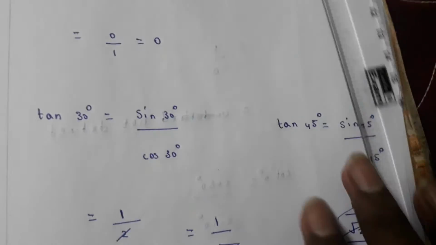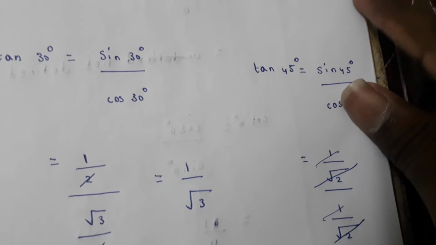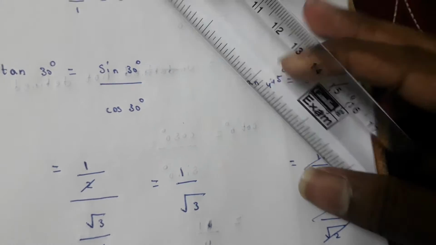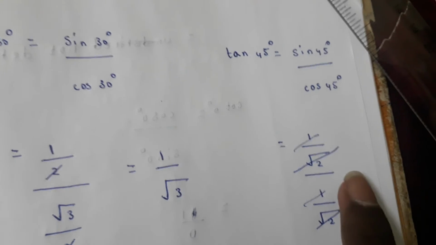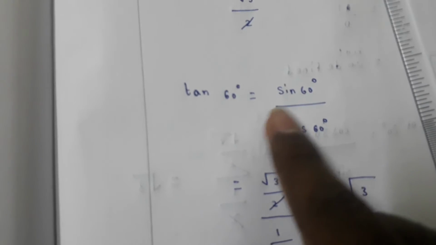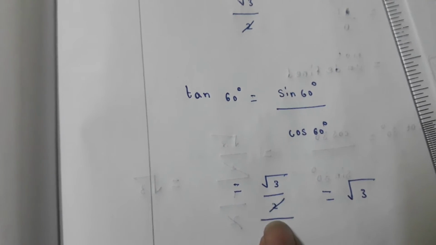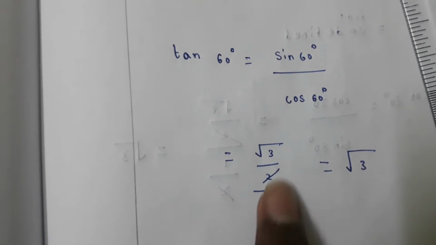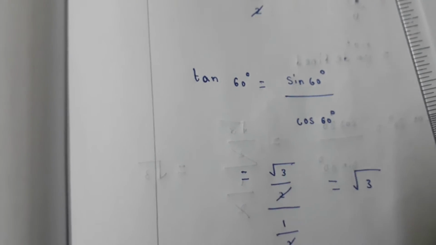Now tan 45 means sin 45 by cos 45. Sin 45 means 1 by root 2 and cos 45 also 1 by root 2. So the root 2 and root 2 will be cancelled, and the remaining is 1. Now tan 60 means sin 60 by cos 60. Sin 60 means root 3 by 2 and cos 60 is 1 by 2. So 2 gets cancelled, and the remaining is root 3 by 1, which means root 3 only.